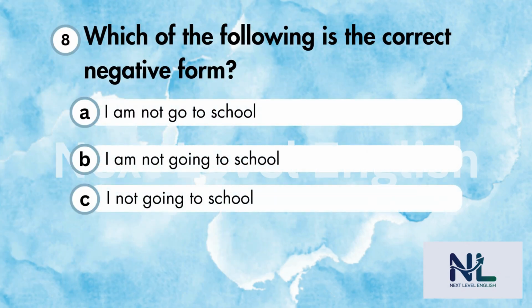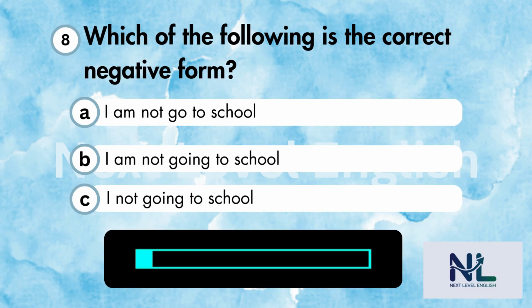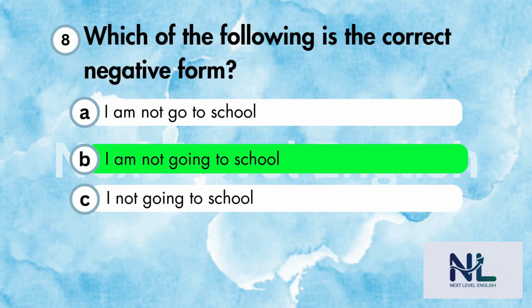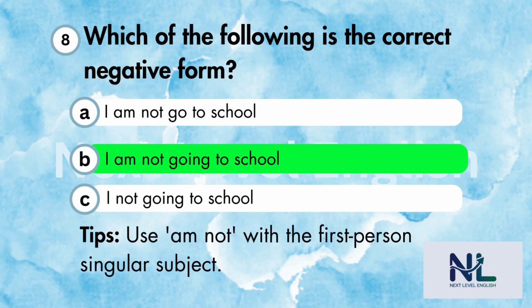8. Which of the following is the correct negative form? I am not going to school. Tips: use am not with the first person singular subject.